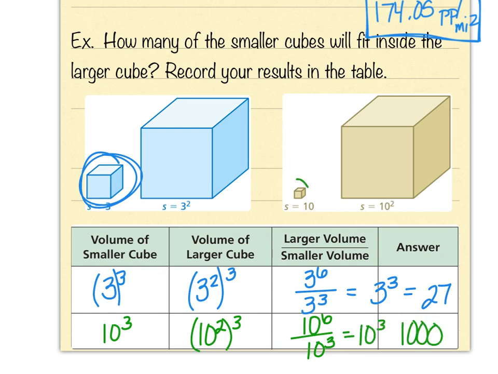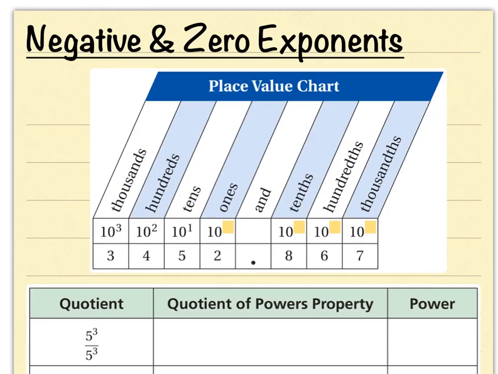So 1,000 of these little cubes could fit inside that big cube. All right, our final topic from this part of chapter 10, the exponents part, is negative and zero exponents. Yes, they do exist. You can have zero and negative exponents, and the way they work is if you have a zero exponent, you're just looking at the ones column.